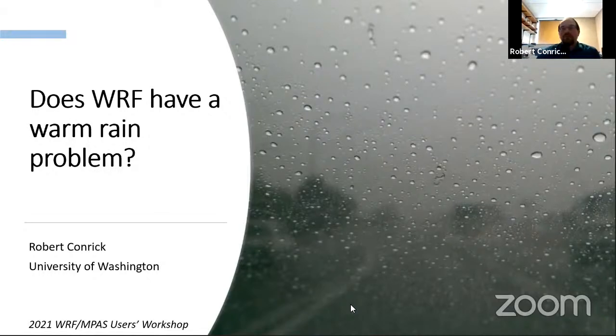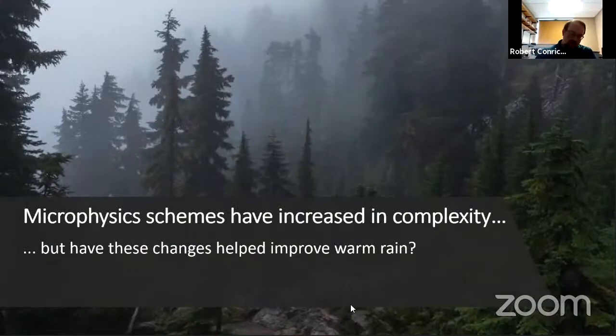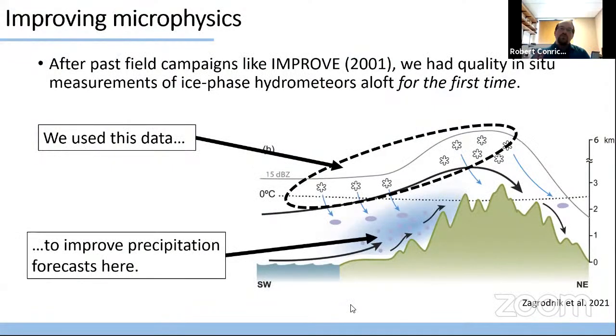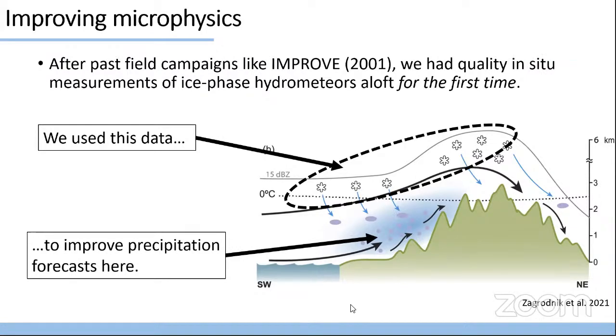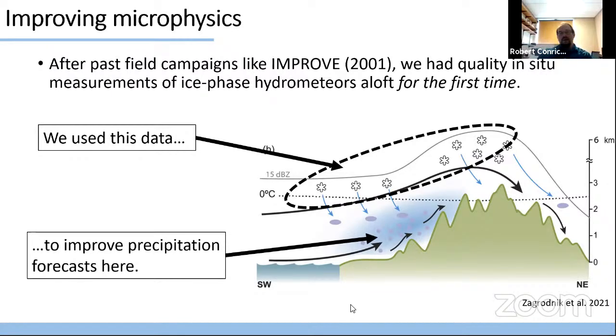But before we get into that, I want to pose a bit more of a philosophical question, which piggybacks off of what Hugh Morrison was talking about. Our microphysical schemes have increased tremendously in complexity. But I'm just going to leave this question here: have these changes resulted in any appreciable improvements to warm rain? What I'm talking about is that after many field campaigns, one that pops into mind is the IMPROVE campaign of 2001, which I know several people on this call have been involved in or worked with that data. After that campaign and ones like it, we had quality measurements of ice phase hydrometeors and their interactions really for the first time. And so there was this push to use data aloft to try to improve precipitation forecasts near the surface.